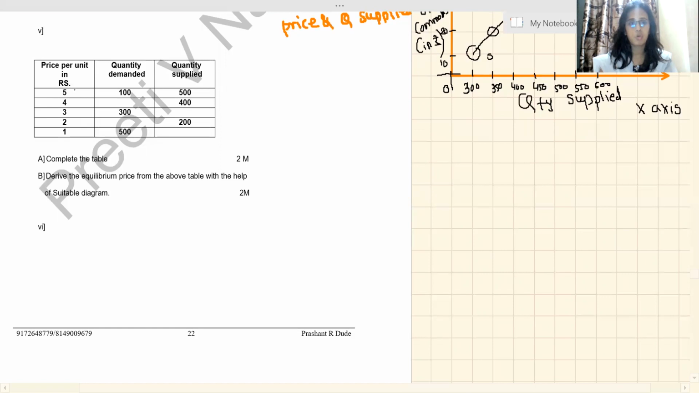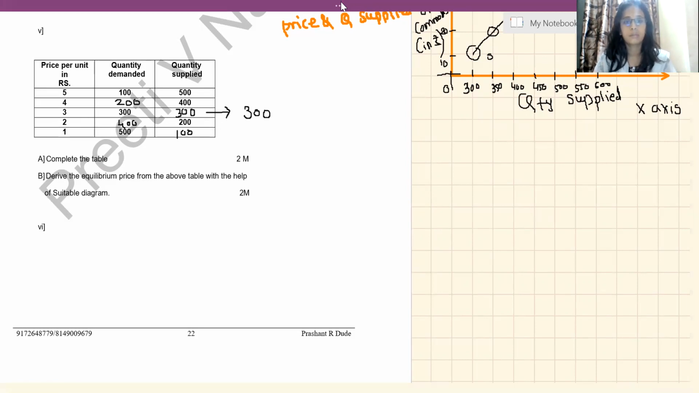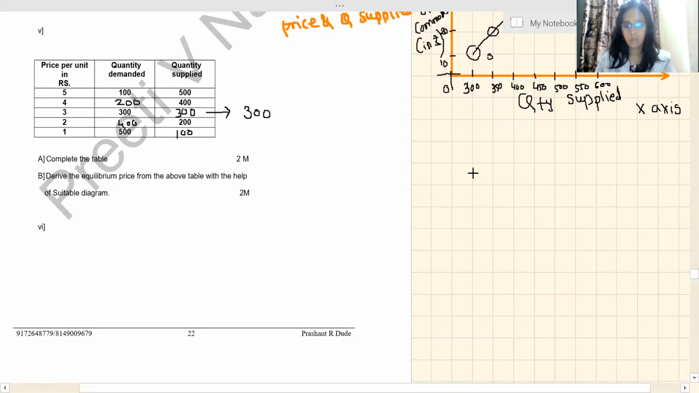Okay, let's draw. Let's first finish the table. It should be like 100, 200, 300, 400, 500. And here exactly inverse because this is supply. So 100, 200, 300. This point is called the equilibrium price and equilibrium quantity. So complete the table. The table I have finished. Derive the equilibrium price from the above table. Equilibrium price is nothing but 300, but they are saying that draw it. So let's draw it. Draw it with me.